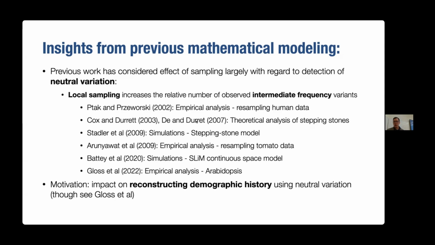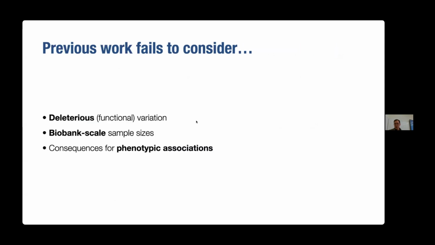These previous works have a focus on neutral variation. Our interest is deleterious variation, things that might be perturbing human biology and having fitness consequences. We're also interested in much larger sample sizes. Most of these studies thought about sample sizes in the tens to hundreds. We're interested in biobank scale, and we're also interested in the consequences of this for phenotypic associations.